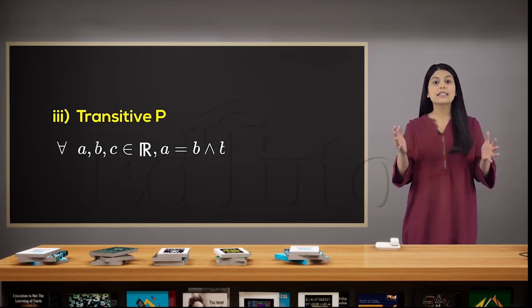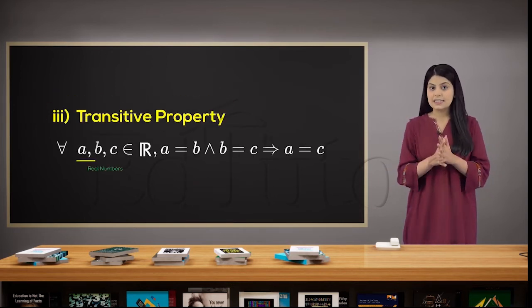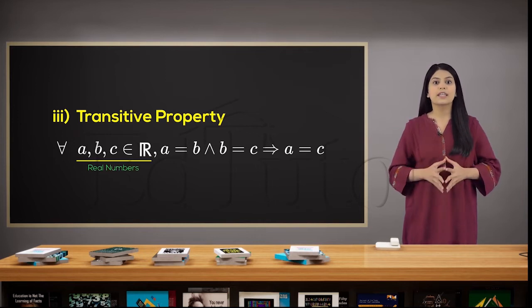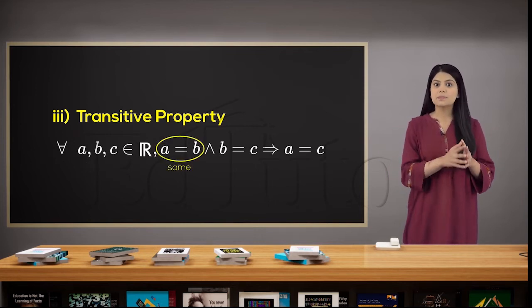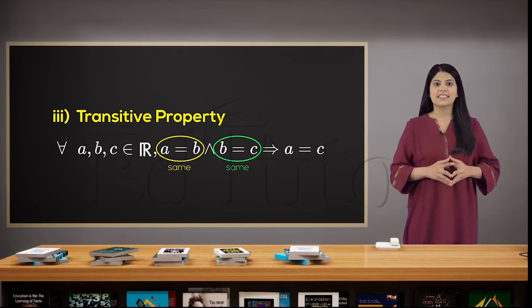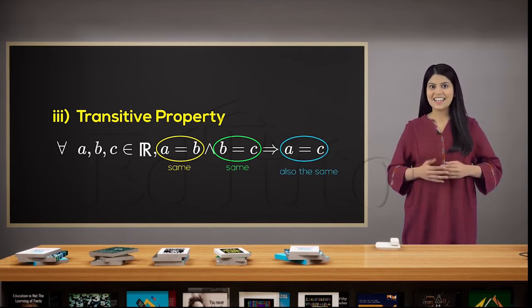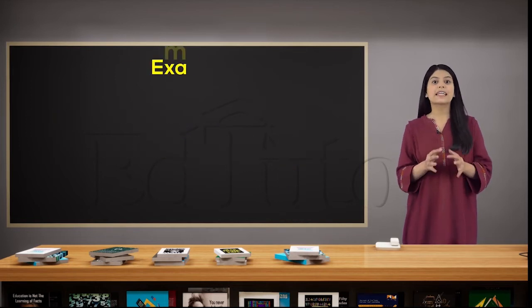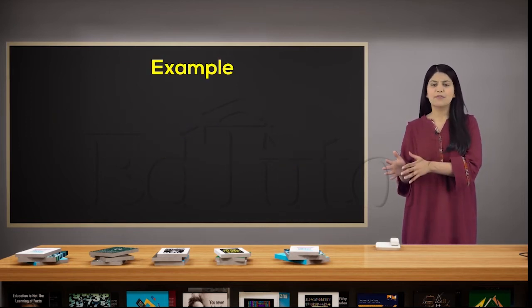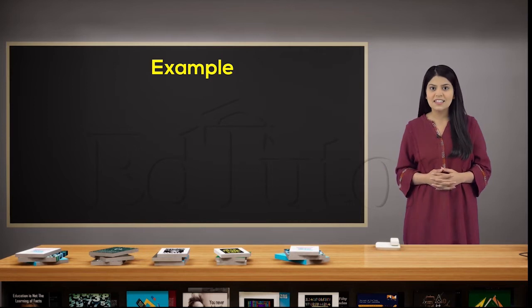The next law is the transitive property. It says that given three real numbers, if A equals B and B equals C, then A must equal C as well. Makes sense? For further clarity, let's ditch the alphabet and use a real example.